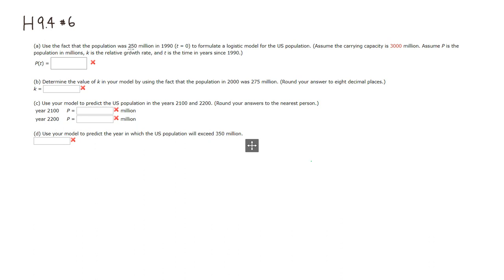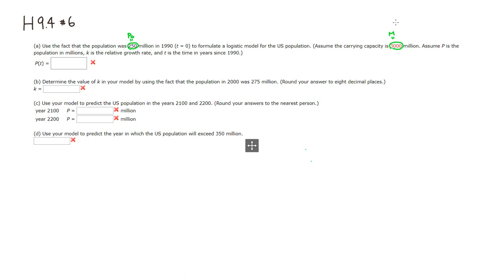I'm going to mark that as the initial population, and call it P0. Formulate a logistic model for the US population, assuming the carrying capacity is 3,000 million, so it's M. Assume P is the population in millions, K is the relative growth rate, and t is the time.